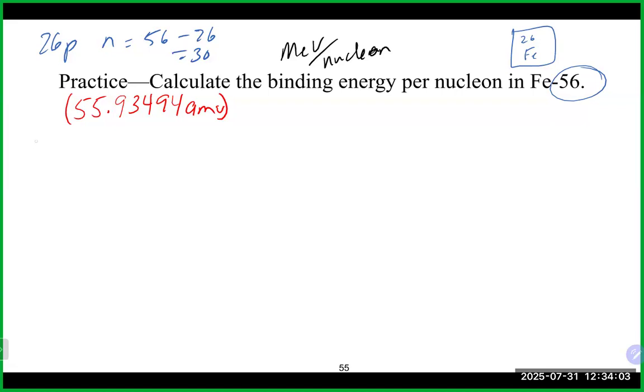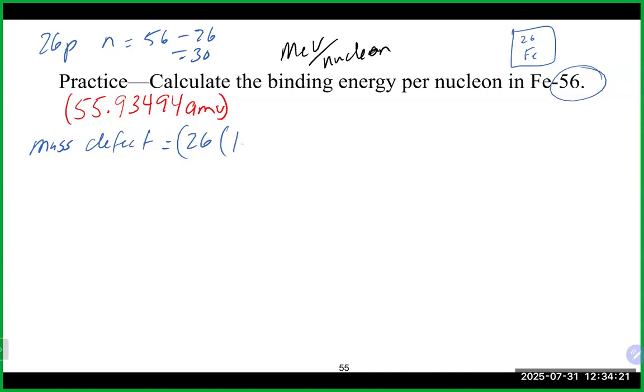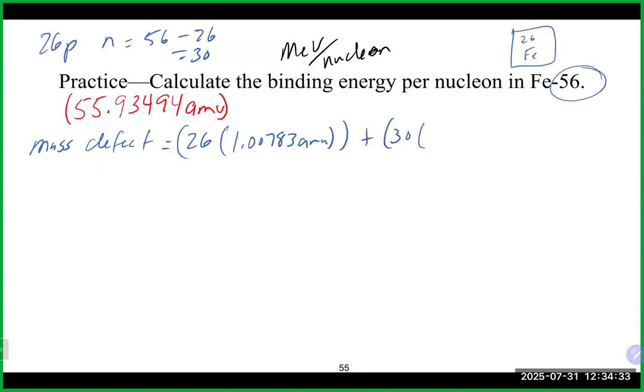So to calculate our mass defect here, it's going to be our 26 protons times the atomic mass of a proton. We'll use that number there, 1.00783 AMU. We'll add it to 30 times our atomic mass of our neutron, same as last problem, 1.00866 AMU. We'll subtract it from the atomic mass here of our isotope.